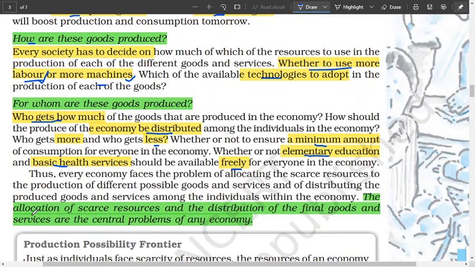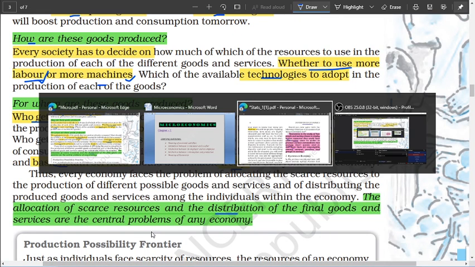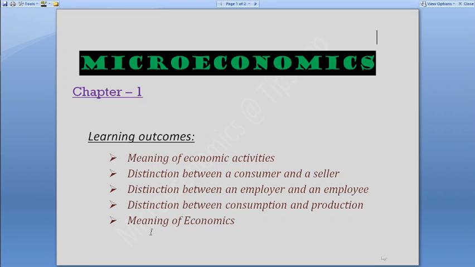So that's why the allocation of scarce resources, it has to divide the resources, divide the land, divide people, divide material, money, and produce, then distribute the goods produced and services. These are the central problems of the economy. So those are the things you've learned in the session. By now you should be able to know the meaning of activities, consumer, sellers, employer, employee, consumption, production, and also you should know the meaning of economics, because you are studying economics.